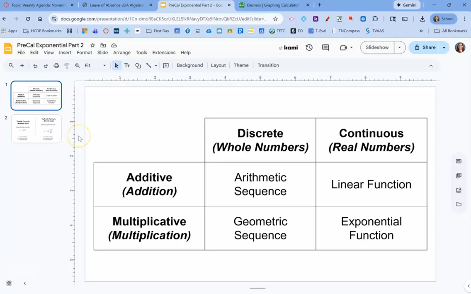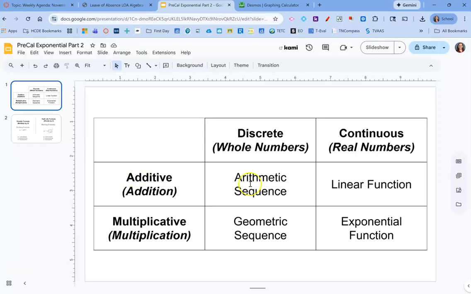So some notes that'll be helpful, especially for the first assignment on the Delta Math, is to understand the difference between arithmetic and geometric sequences and linear and exponential functions. So sequences are discrete, meaning they're just specific numbers, whereas functions are continuous. You could have any number in between. So you'll see this graphically on the Delta Math. But just as a reminder, arithmetic and geometric sequences are discrete, whereas functions are continuous.